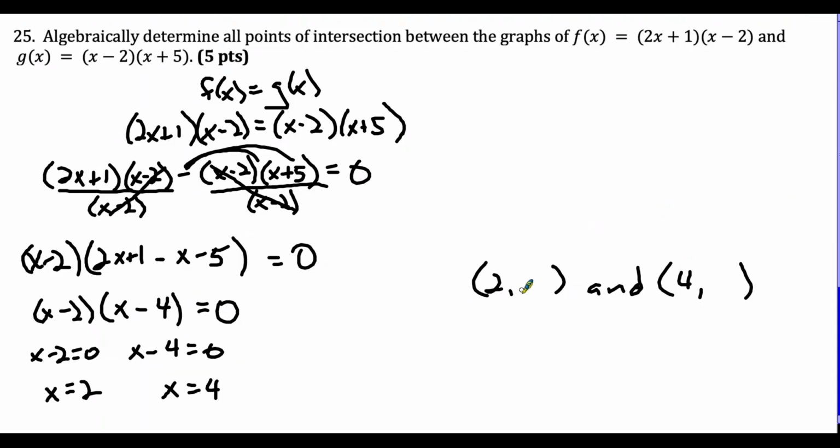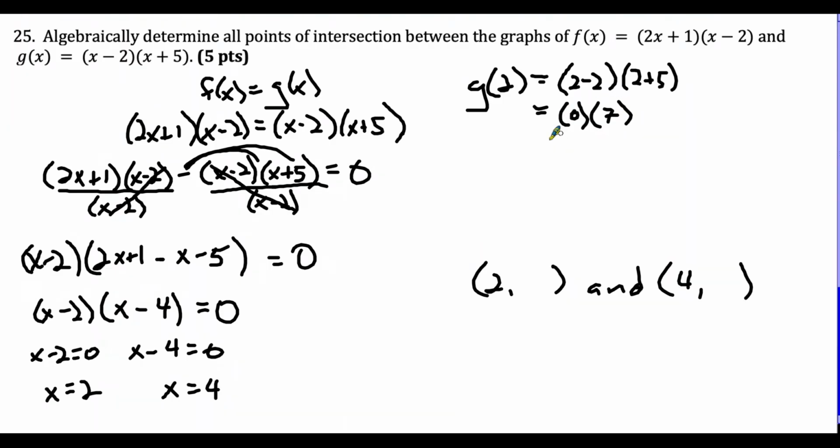I still need to get the y-coordinates for each of these points. To do that, I need to plug these values back into either of my original equations. It does not matter which one. I will plug them into g, though. So if I plug 2 in for x in g, this would become 2 minus 2 times 2 plus 5. So 2 minus 2 is 0, and 2 plus 5 is 7. 0 times 7 is 0. So that tells me the y-coordinate for this point is 0.